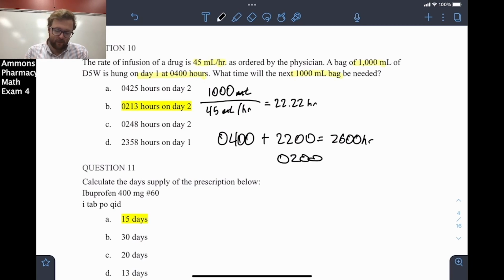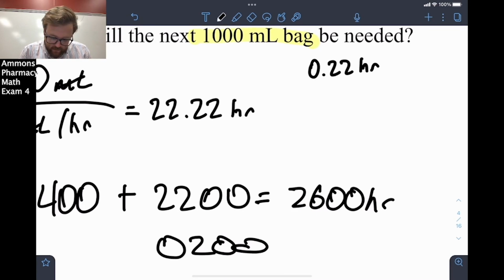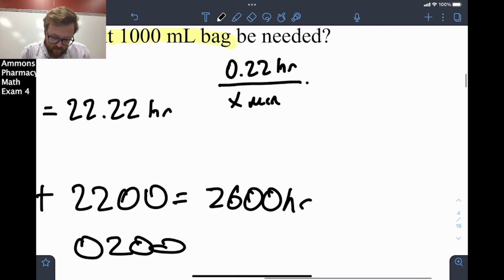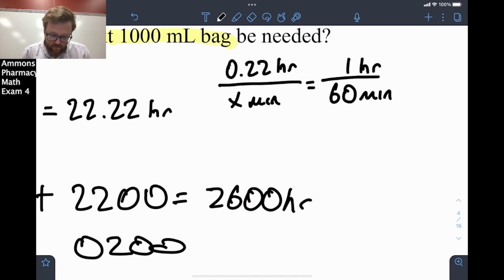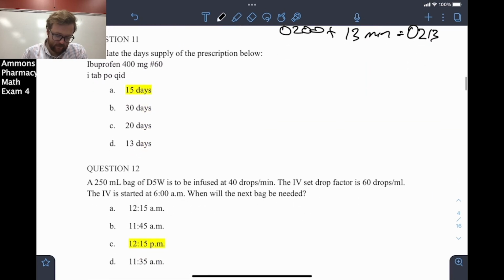But remember, we had 0.22 hours. And we need that in minutes. Okay. This is our proportion. So it's 0.22 times 60. That's 13.2 minutes. So we're looking for 0213. Okay. Because 0200 plus 13 minutes is 0213. Okay? That is how we got that answer.